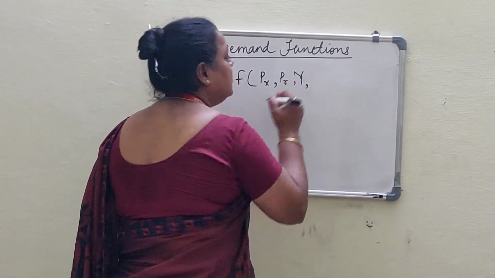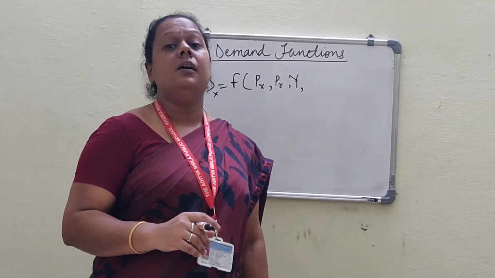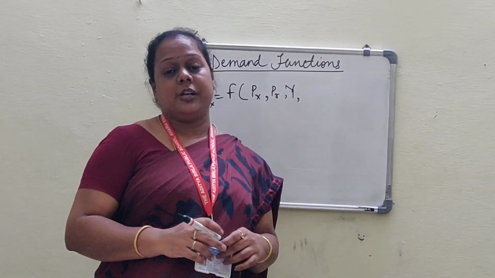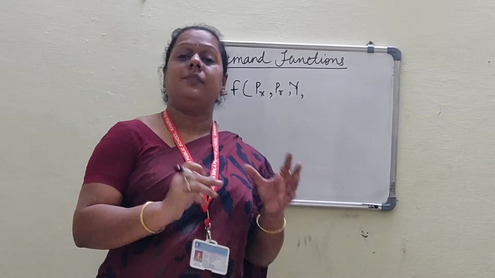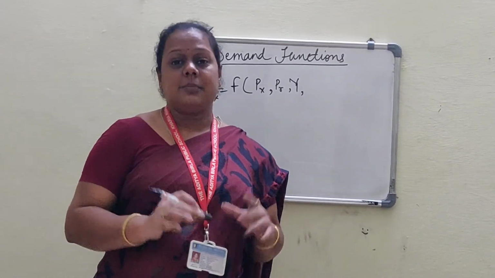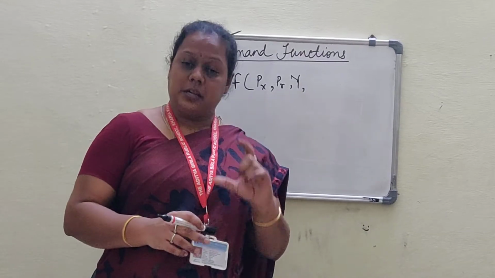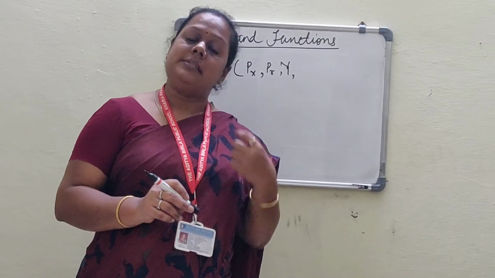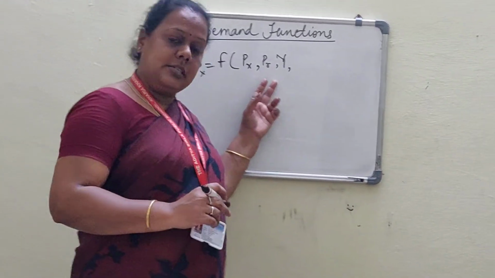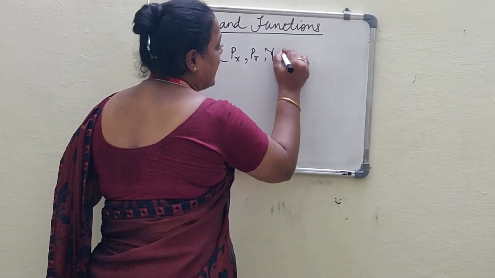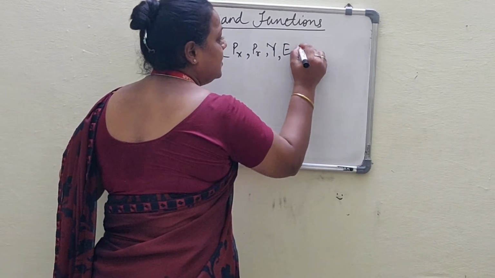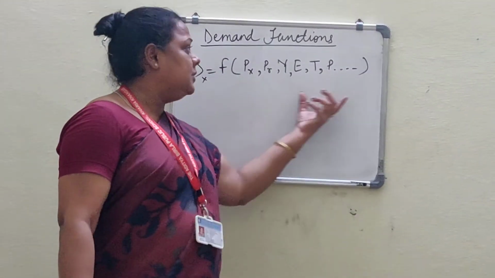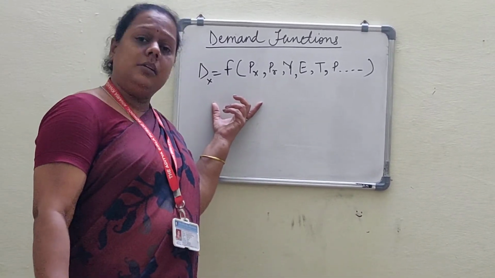Next thing comes up as Y, the income of the consumer. Income of the consumer is also very important. For example, if your pocket doesn't allow you to have a specific thing and you have demand, does it make any sense? No. So income also plays a very important role for the consumer's demand or satisfaction. The fourth thing comes up as expectations, then taste, then preferences and many other things. So these are the different determinants for the demand function.